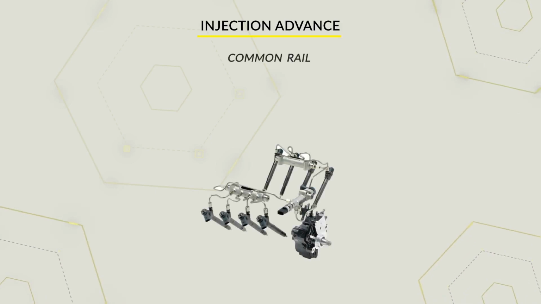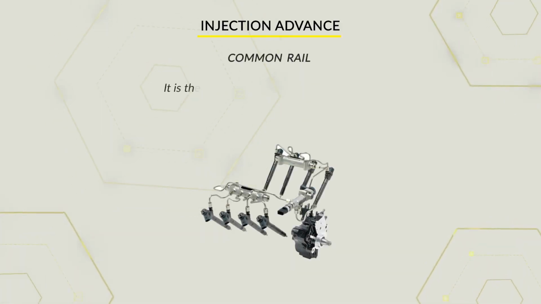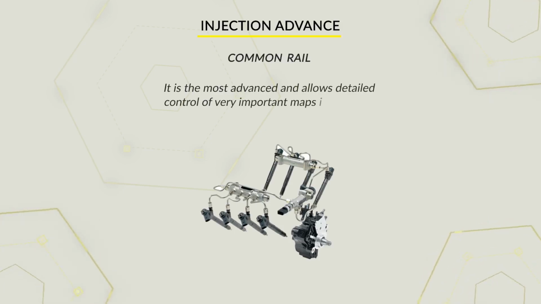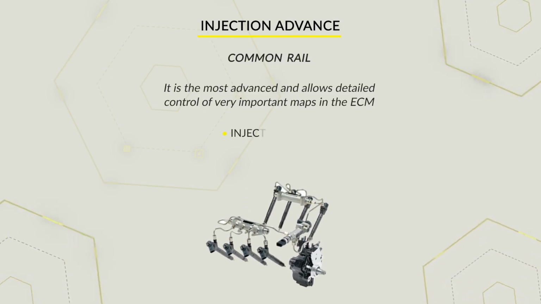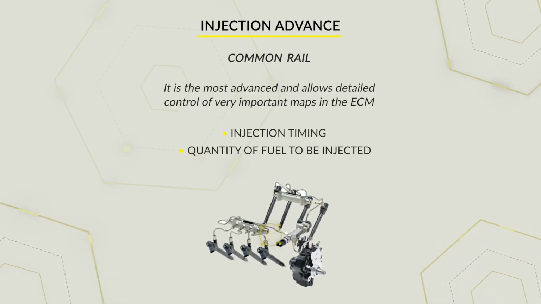Nowadays, all diesel engines are equipped with common rail. Because it has brought a breakthrough in the automotive sector, it is the most advanced and allows detailed control of very important maps in the engine control unit, such as the injection timing and the quantity of fuel to be injected, in order to precisely control the injection advance.